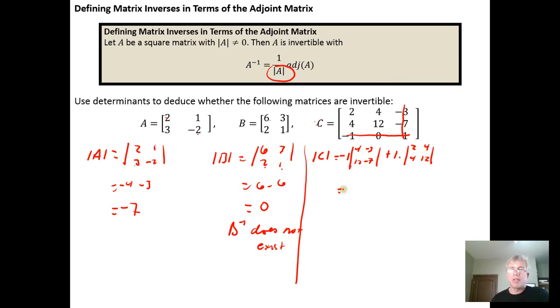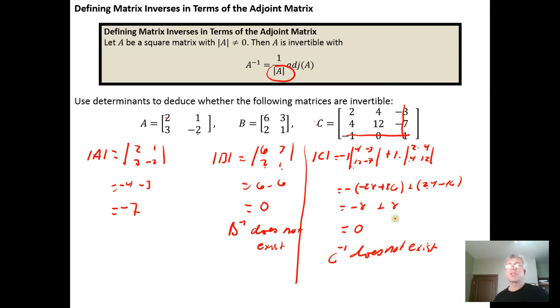So when we run the calculation, we get the opposite of 4 times negative 7, which is negative 28, minus a negative, which is plus 36. Plus 2 times 12 is 24. Minus 4 times 4 is 16. So here we're going to get the opposite of negative 28 plus 36, which is positive 8. So we get the opposite of positive 8 plus 24 minus 16, which is 8. The determinant is 0. C inverse does not exist.